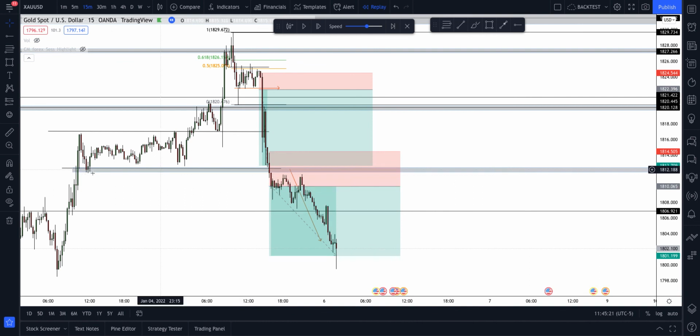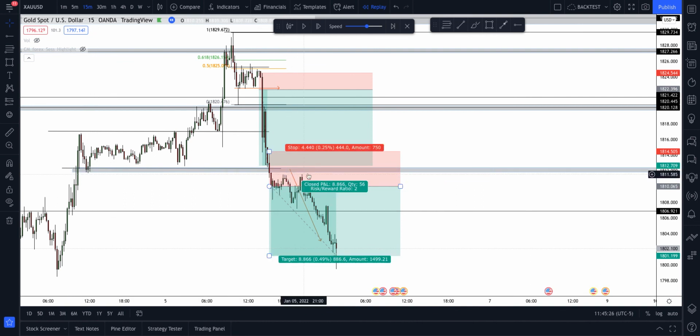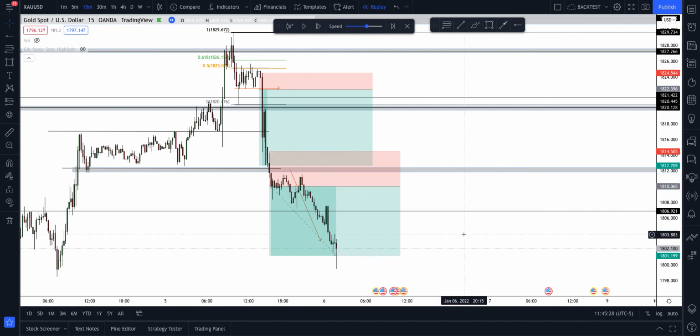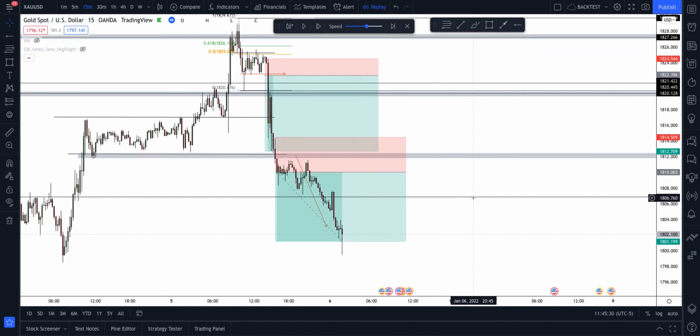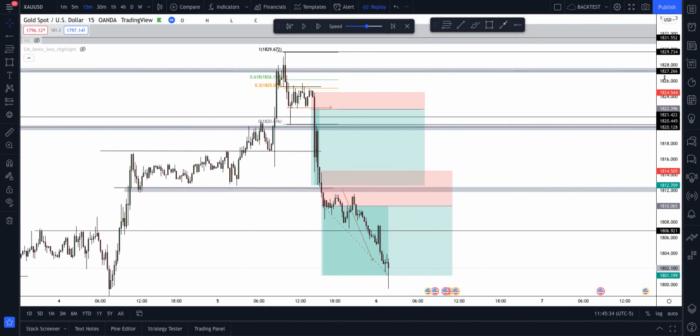And again, look, as I said, price came back for a retest down here. So this is it for me, guys. This is how I trade normally.